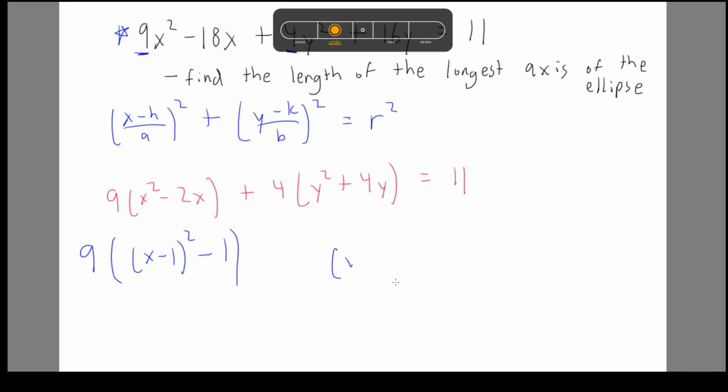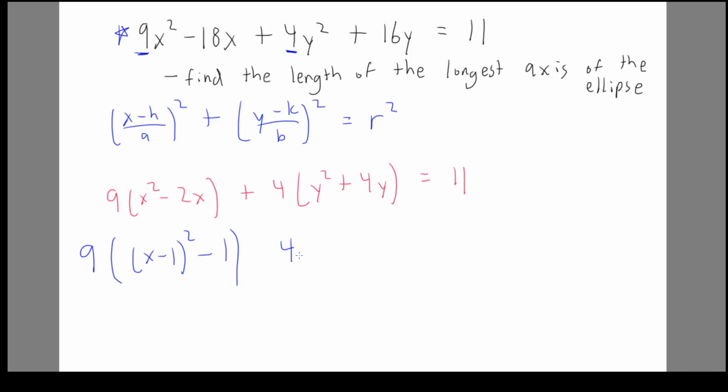Okay, so this is the same as 4 times y plus 2 squared minus 4. And all this is equal to 11. Okay, I just want to make sure I did it right. y squared plus 4y plus 4. Okay, yeah. So now we've done part of what we have to do. Now we have this minus 1 here, which we don't really need. So let's just multiply everything out for now.